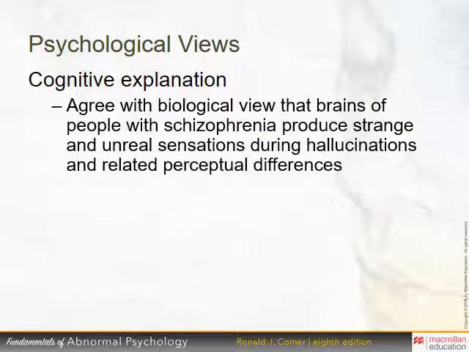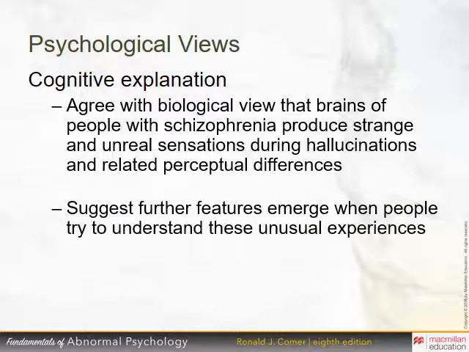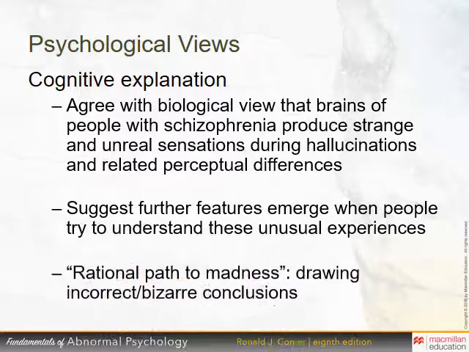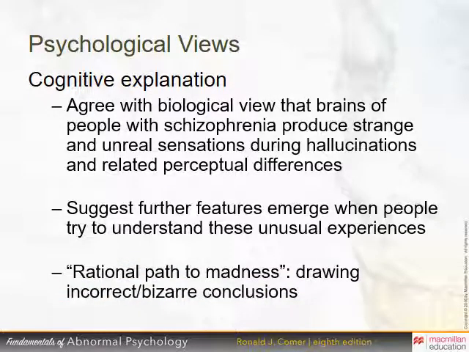From a cognitive explanation, they agree with the biological view that the brains of people with schizophrenia produce strange and unreal sensations during hallucinations and related perceptual differences. So what they suggest under this view is that the features that emerge are when the individual tries to understand these unusual experiences. Essentially, this is referred to as a rational path to madness. Because the symptoms and the experiences themselves are bizarre, the conclusions that are drawn about them are also incorrect and bizarre.